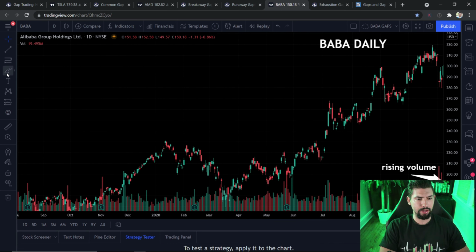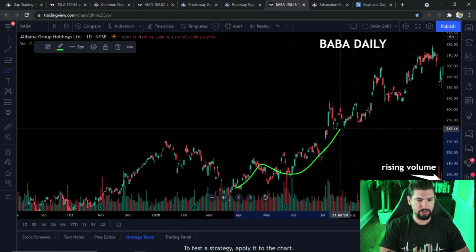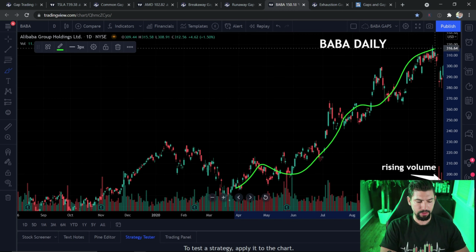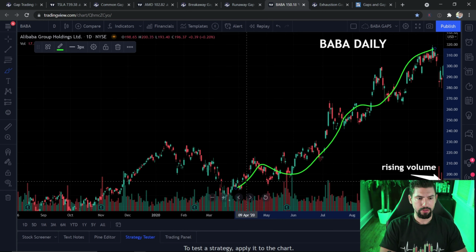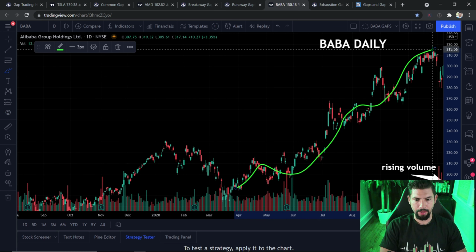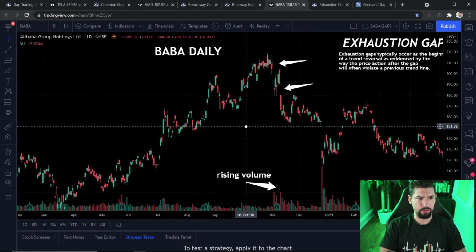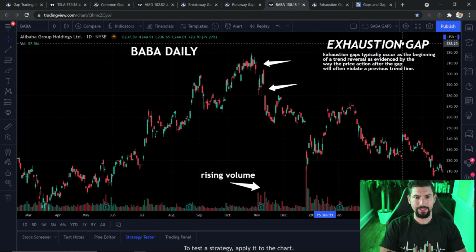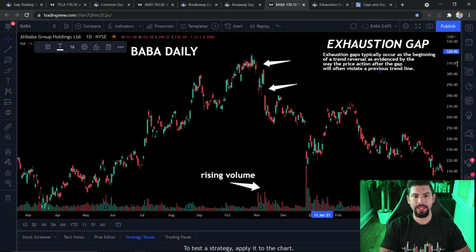According to Investopedia, these exhaustion gaps normally happen after several weeks or months of an increase in the share price. So we see that here. We had a very nice rise, nearly a double in share price from, let's say, March to October. Now let's look at the notes here. Again, the exhaustion gap typically occurs as the beginning of a trend reversal. So the trend up until this exhaustion gap was an uptrend, and then we see a gap down.